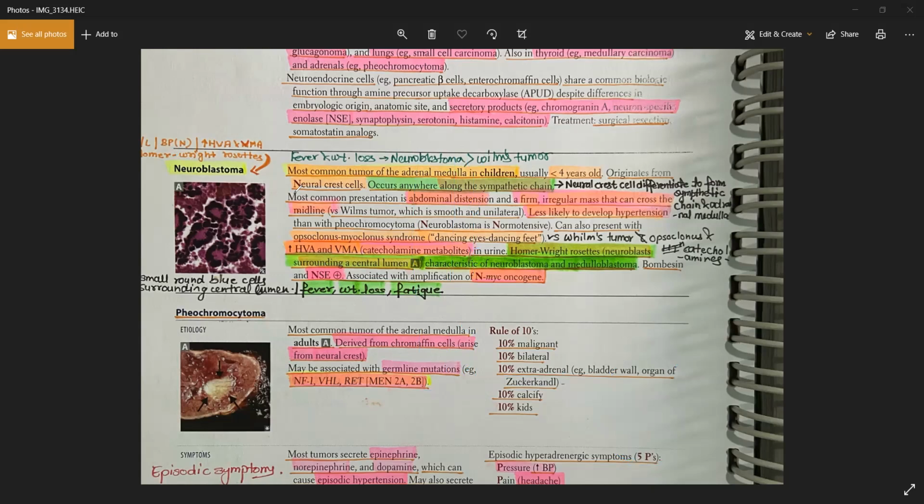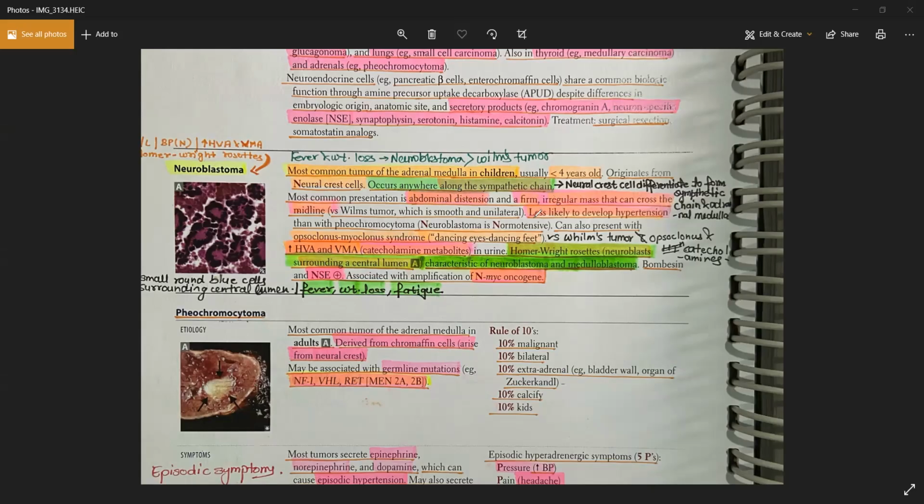Okay, but the most common presentation is abdominal distension, a firm and irregular mass that can cross the midline. And it is very important to differentiate it from the Wilms tumor. Okay, because Wilms tumor is always very smooth. It is not firm, it is not hard, it is smooth, and it is unilateral. But this tumor is kind of bilateral type. It can cross the midline, and it is a very irregular and hard form.